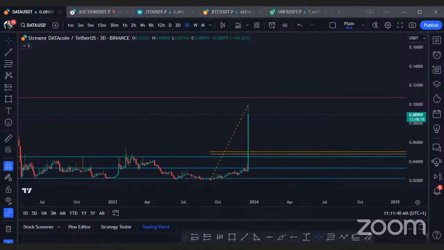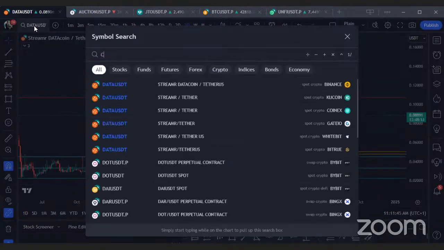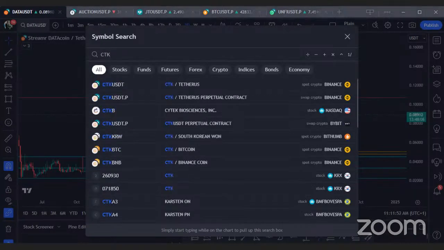how many of us bought? There was a token I posted yesterday, right, that you should buy. I just checked, and this ticker is CT. What do you know? Is it CKT or CTK? Let me check again. CTK. CTK, sorry.